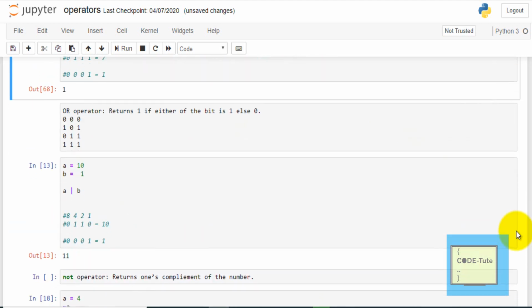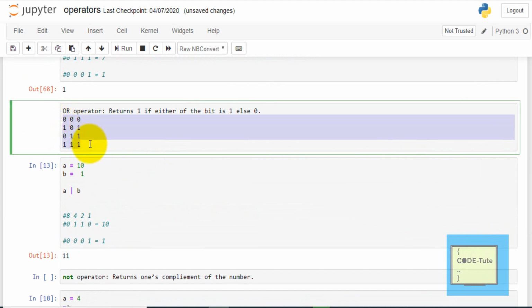The next is bitwise OR operator. Here the rule is the same, the table is also similar, but if any of the statements is true, the output is true, and if both the statements are false, the output is false. So 0 indicates false, 1 indicates true. So 0 0 gives 0, 1 0 gives 1, 0 1 gives 1, 1 1 gives 1. So if any of the statements is 1, the output is 1. So this OR operator returns 1 if either of the bits is 1, else 0. So here A is 10, B is 1, A or B.